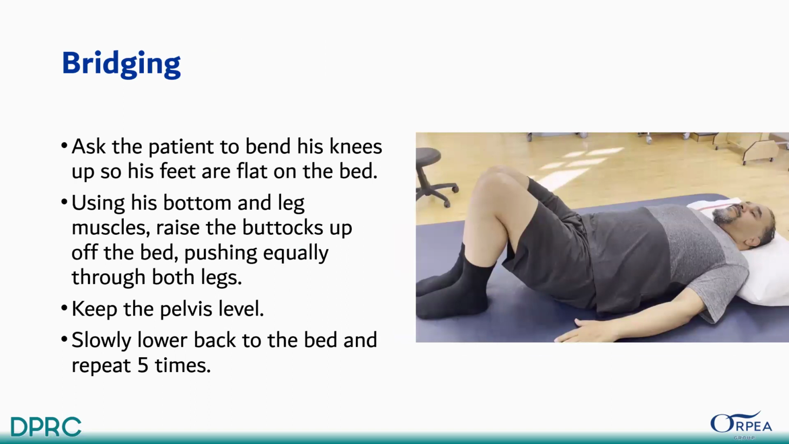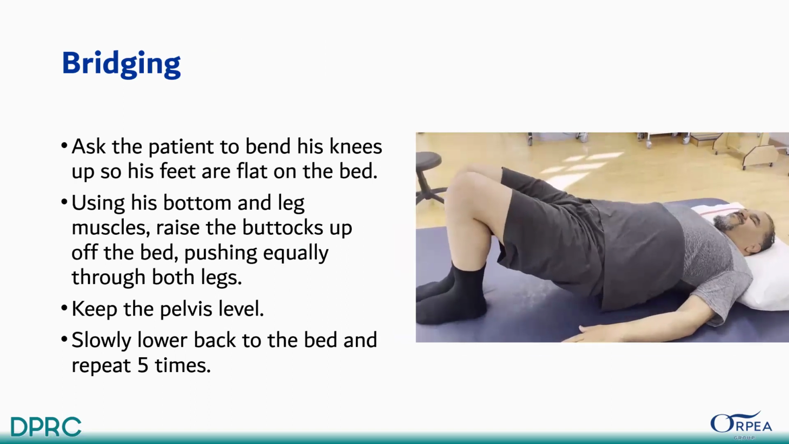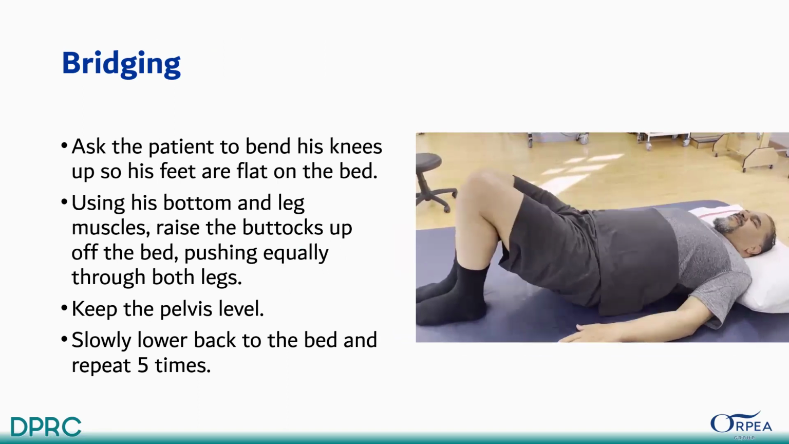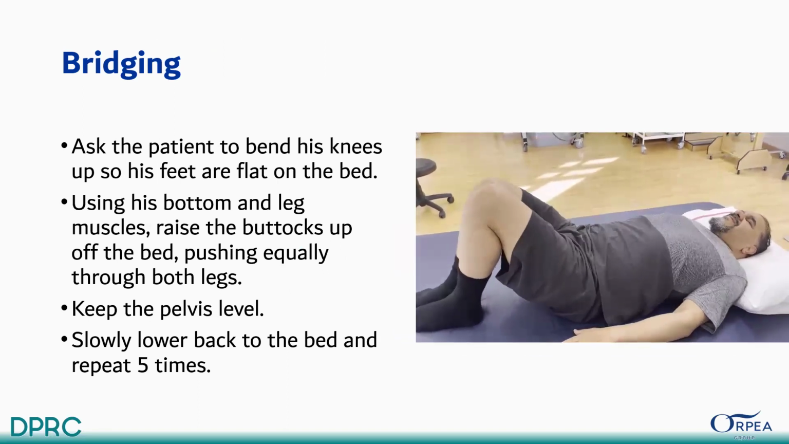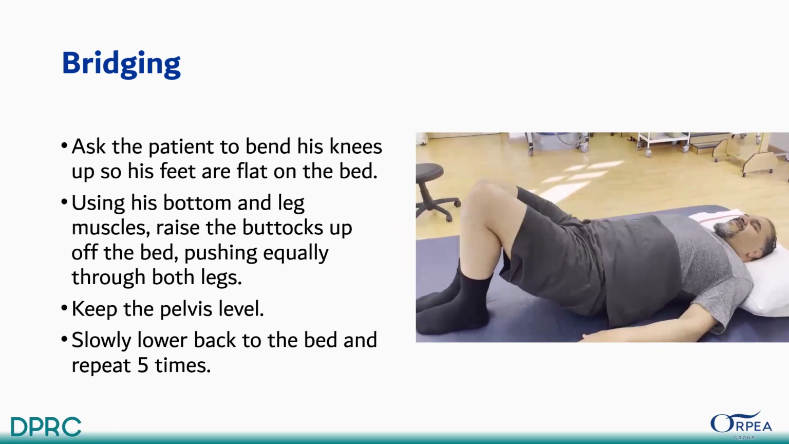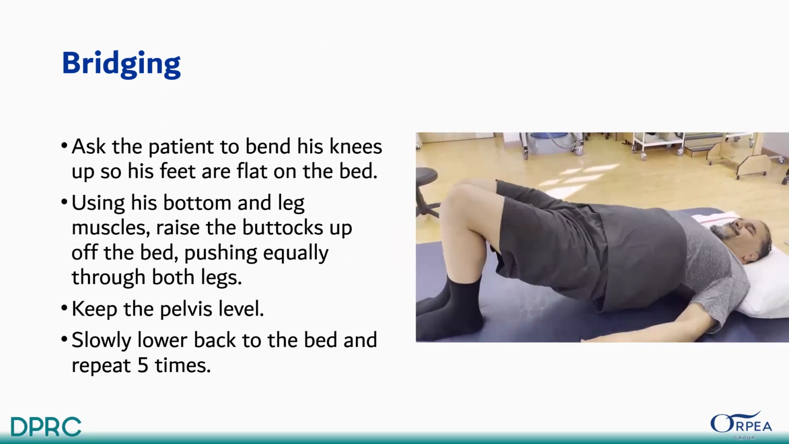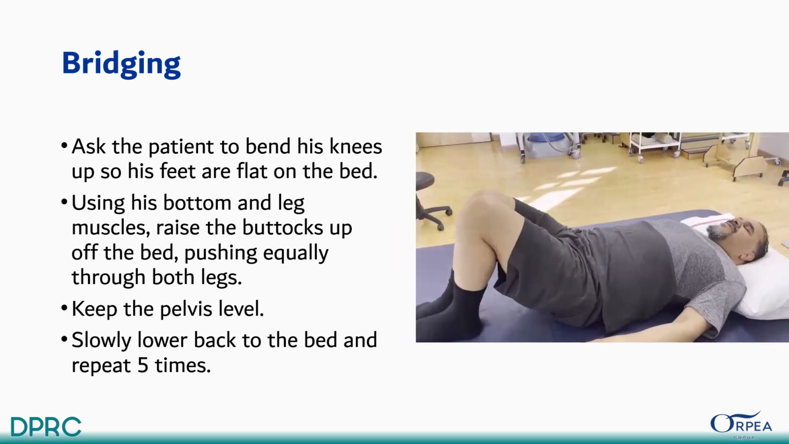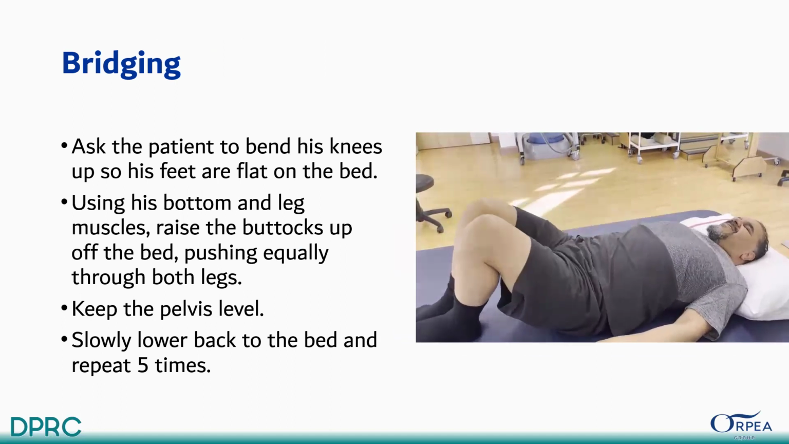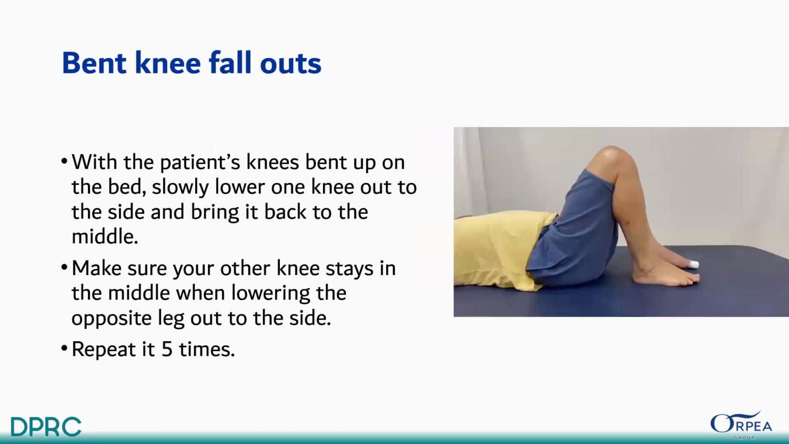Bridging. Ask the patient to bend his knees up so his feet are flat on the bed. Using his bottom and leg muscles, raise the buttocks up off the bed, pushing equally through both legs. Keep the pelvis level. Slowly lower back to the bed and repeat it 5 times.